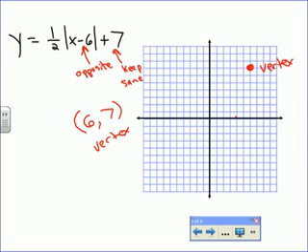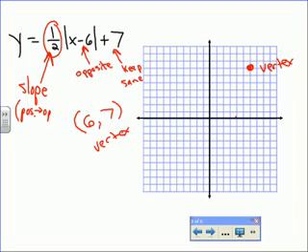In other words, that's the part where it hits the wall. That's the point of the V. This is your slope of the V. If it's positive, it opens up. If it's negative, it opens down. So positive, it opens up, and negative, it opens down.